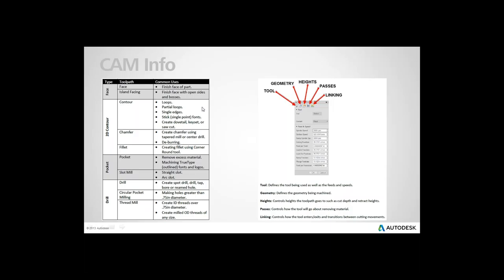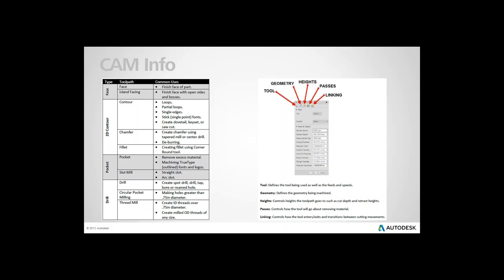So take a look, over to the left, at what some common applications are for the different processes in CAM. Also, to the right, this is the common menu that pops up when we're working with our two and a half axis CAM software. Generally speaking, an easy solution to get your stuff working without putting any thought into it is just making sure you work your way through all of these little tabs: the tool, geometry, heights, passes, and linking tab. For the most part, the first four is all you really need to do anyways.